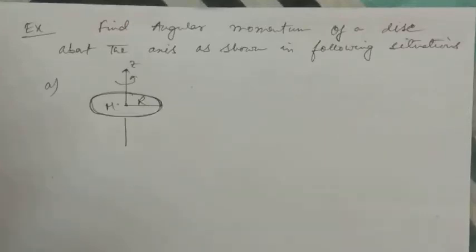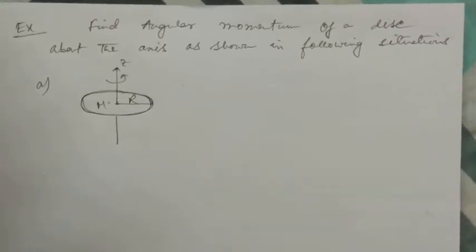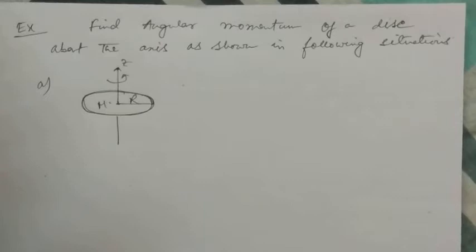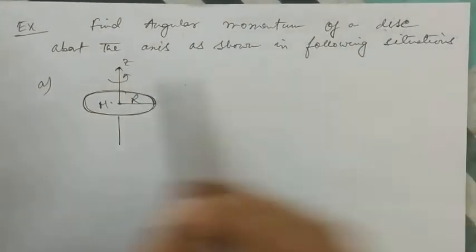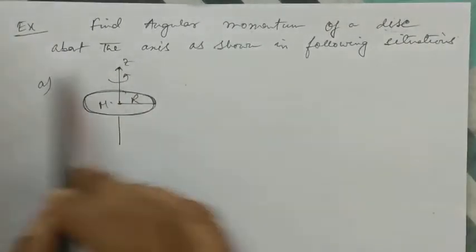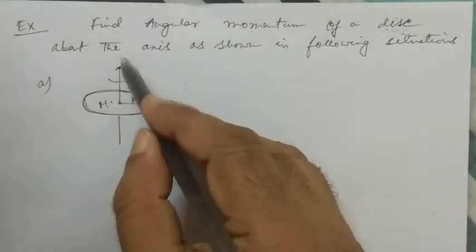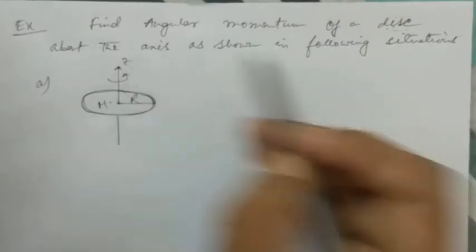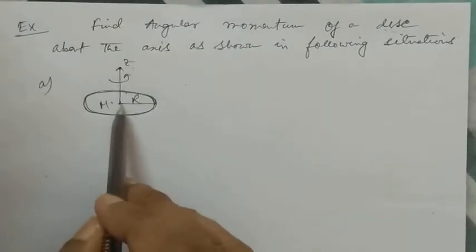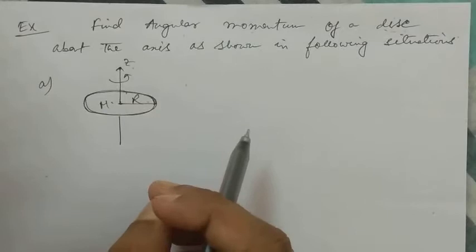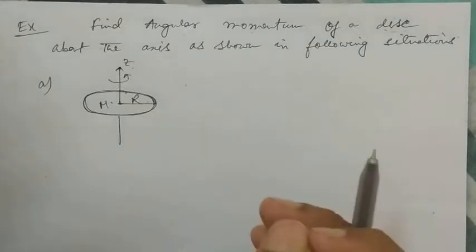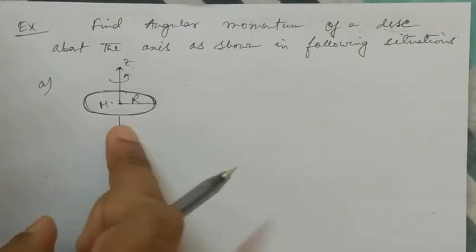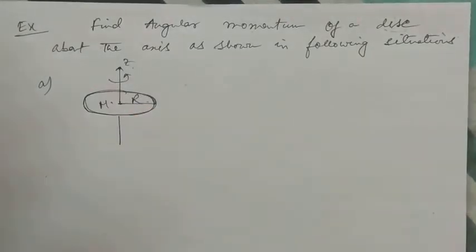In this video we are going to take a few examples to understand the concept of angular momentum. Now find the angular momentum of a disk about the axis as shown. This is the axis, we have mentioned it as the z axis. So this is a disk of radius r. The only thing that we have to find here is whether this has a translational motion or a rotational motion. We are seeing from the diagram that it is only a rotational motion.